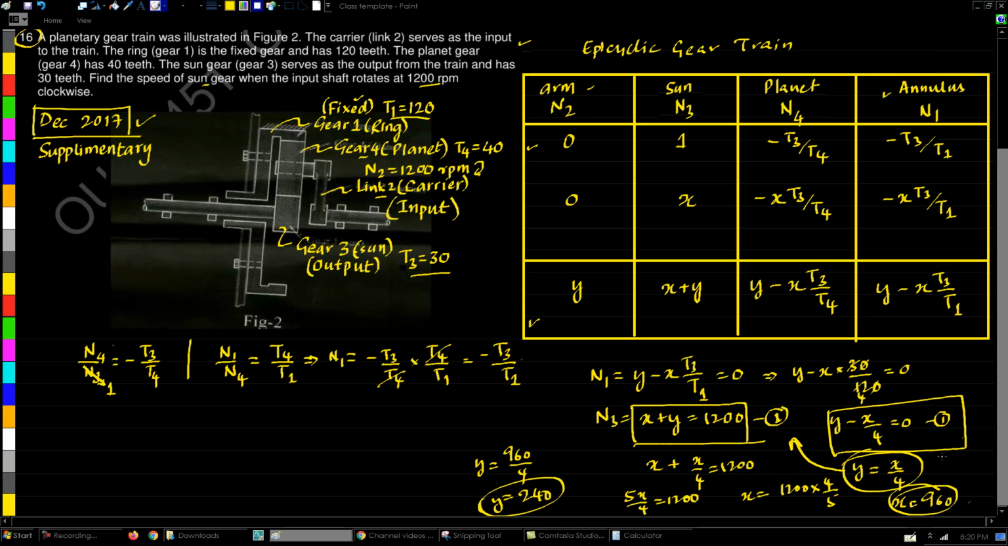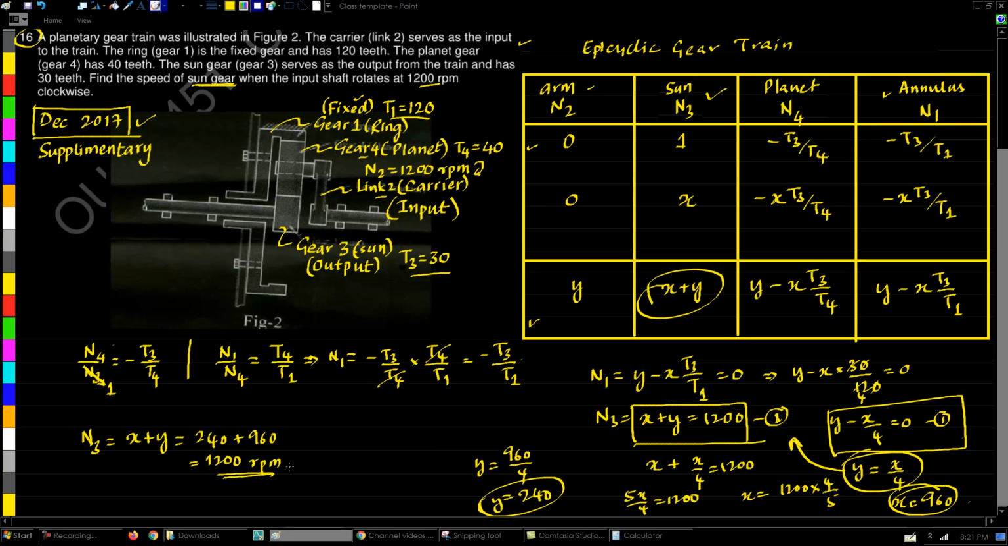So now that we have the value of X as well as the value of Y, we can find all these velocities. So the velocity of the arm is just Y, which means it is just 240 RPM. But that's not something which is asked in the question. In the question, he is asking the velocity of the sun gear, which is this one over here. So this is the formula we have to use. So the velocity of the sun gear, which is N3, equals X plus Y. And we just need to substitute both the values of X and Y. So 240 plus 960 gives us 1200 once again.